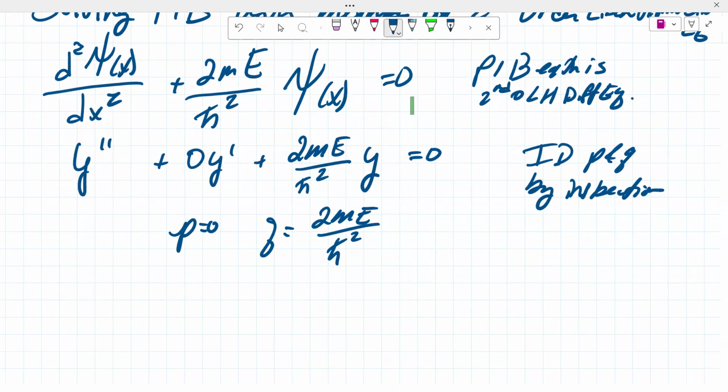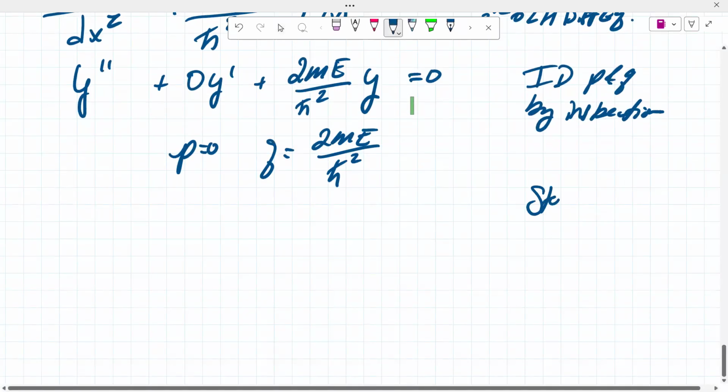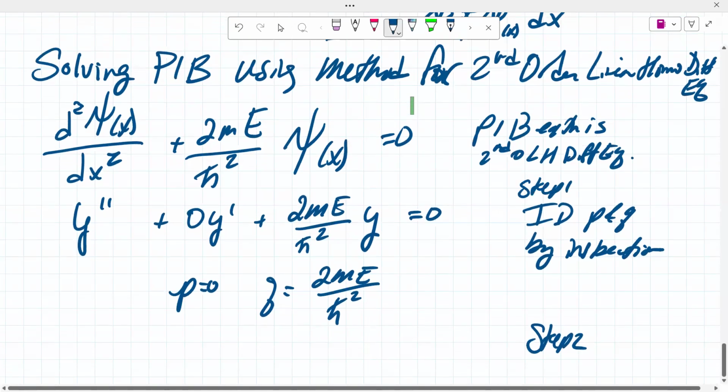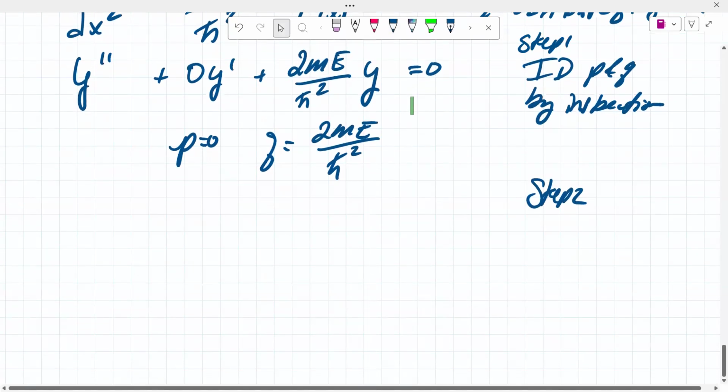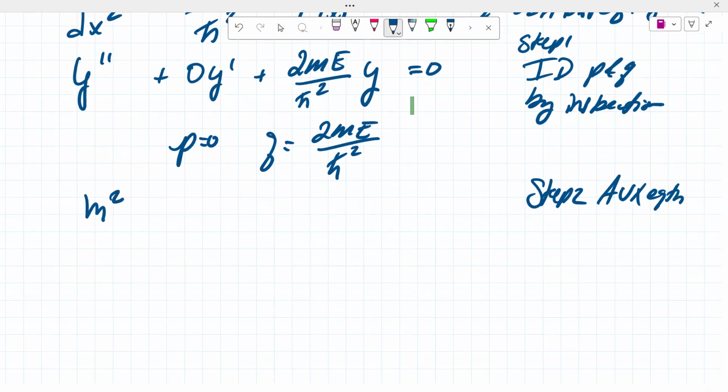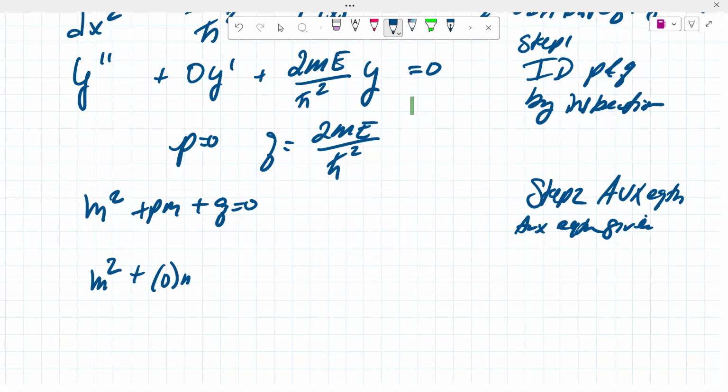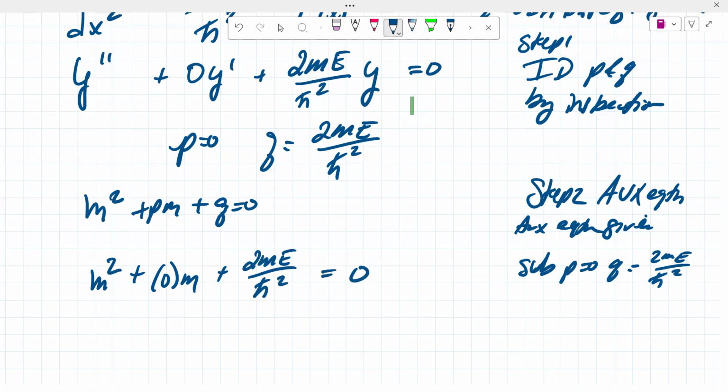All right, now step 2. This one is step 1, this is given. Okay, so step 2 is use the auxiliary equation: m squared plus pm plus q equals 0. This is the auxiliary equation, given. And now the next thing we do is we sub in: m squared plus 0 m, so sub p equals 0 and q equals 2me over h bar squared, plus q equals 0. That's the substitution.